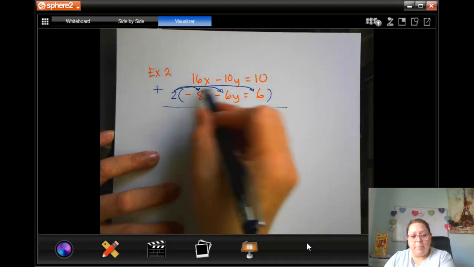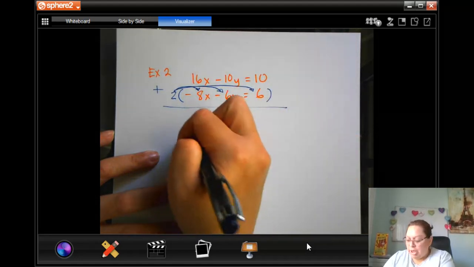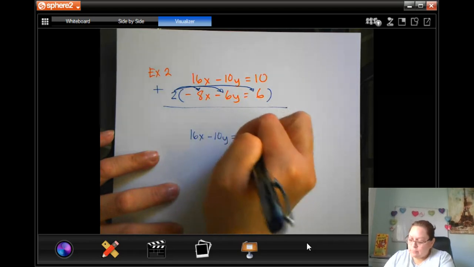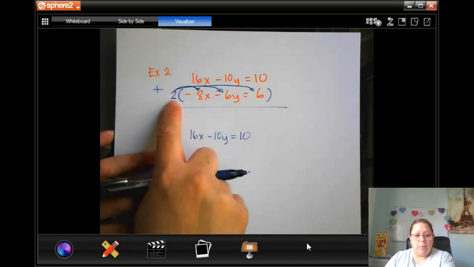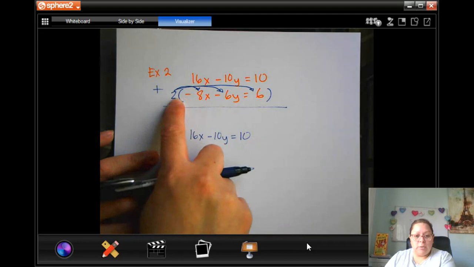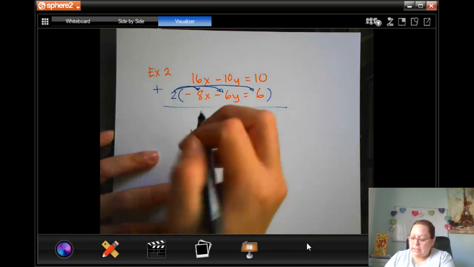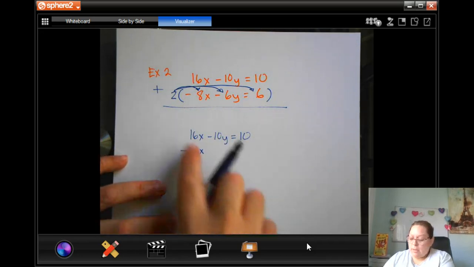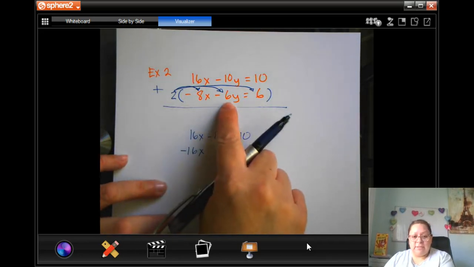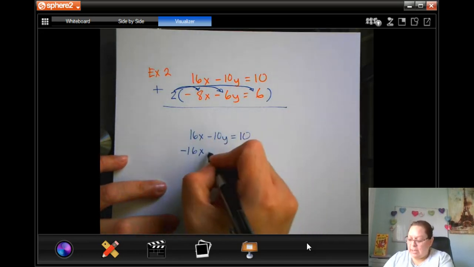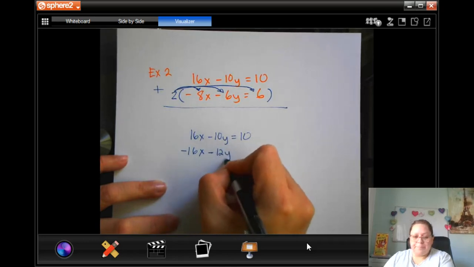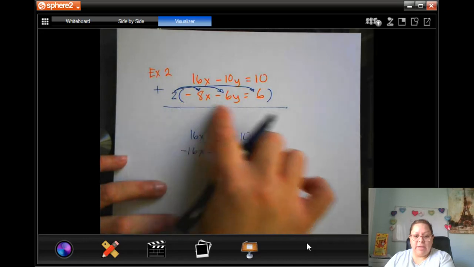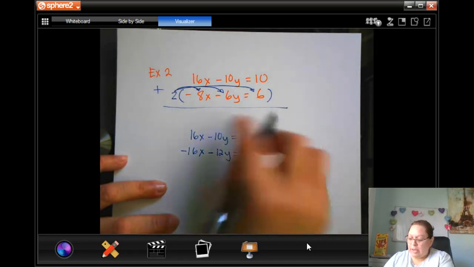The top equation doesn't change. The bottom, now we're going to go ahead and multiply. So 2 times a -8 gives me a -16x. 2 times a -6y gives me a -12y. And then the last one is 2 times 6, which will give me a 12.